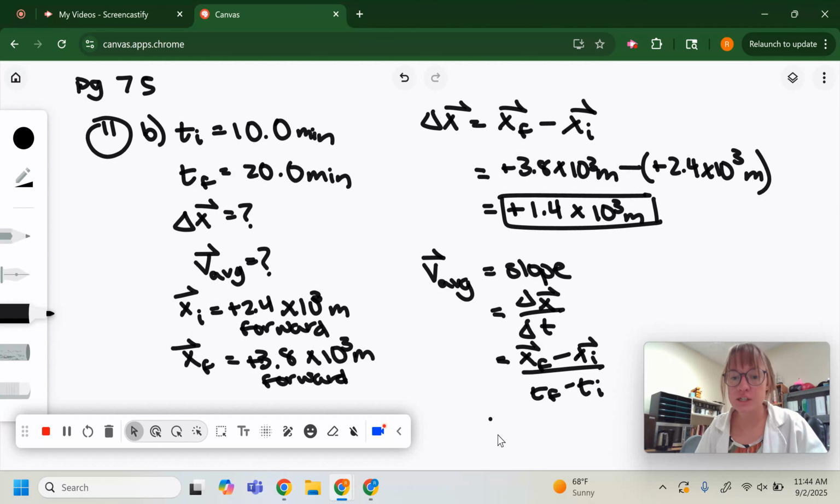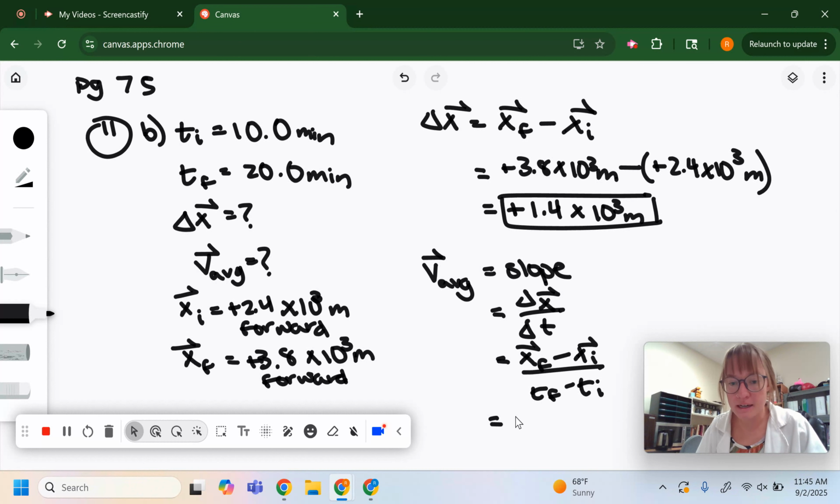Once you have it in terms of things that you were given, then you will plug in those numbers here. Notice, I am not plugging in my delta x. I will never plug in a number that I already found into another part of the problem, because if I made a mistake up here and I plug in that mistake, then I have 2 mistakes. But if I just go back here, then I might only have 1 mistake. So you don't plug in this number, you do plug in these numbers.